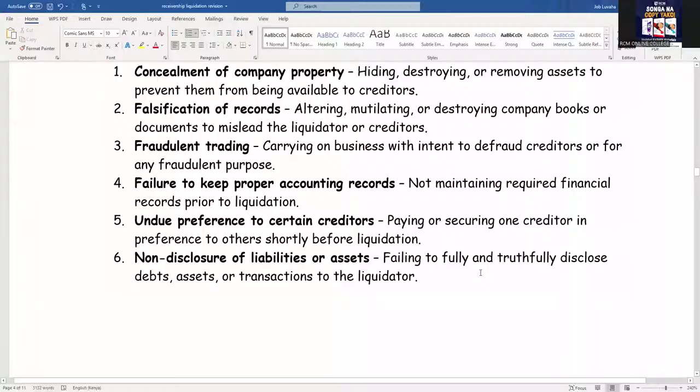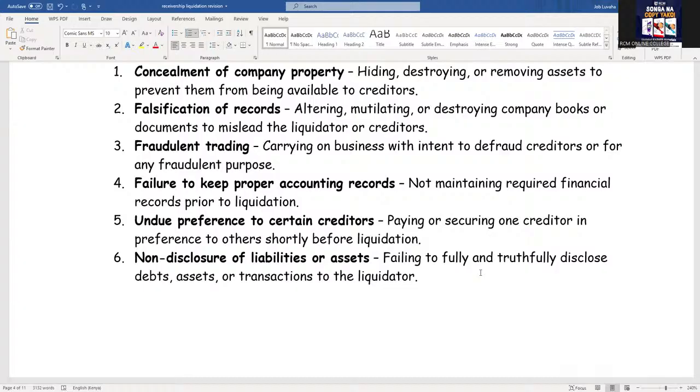Failure to keep proper accounting records during the liquidation process. At the end of each and every year, the liquidator has to give a statement of affairs with regard to how far he has undertaken the liquidation process. Failure to do so, he can be liable. So, not maintaining required financial records prior to liquidation.